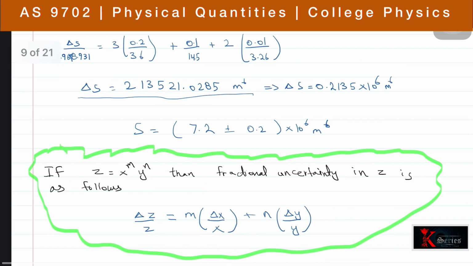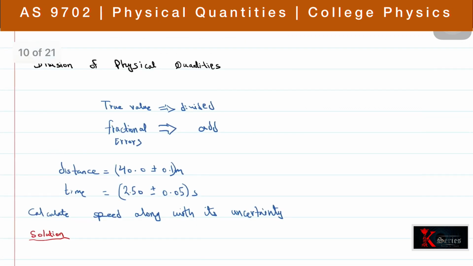Now moving on to the division of physical quantities. So what basically happens in the division of physical quantities is that the true values are divided, whereas the fractional errors are always added. For example, we have distance that is 40 plus minus 0.1 meter and the time is 2.5 plus minus 0.05 seconds, right? So we have to calculate the speed along with its uncertainty. We know that the formula of speed is distance upon time, right?